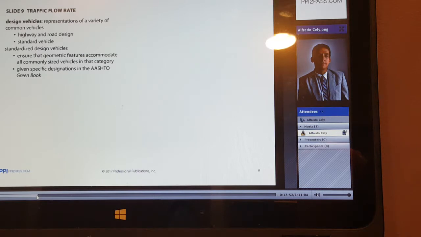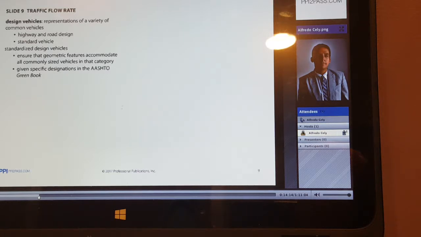Now, the AASHTO Green Book also contains information on wheelbase and turning radius. For the breadth portion of the exam, design vehicle information will be provided. If it is not provided, then the design vehicle can be assumed to be synonymous with any kind of vehicle.